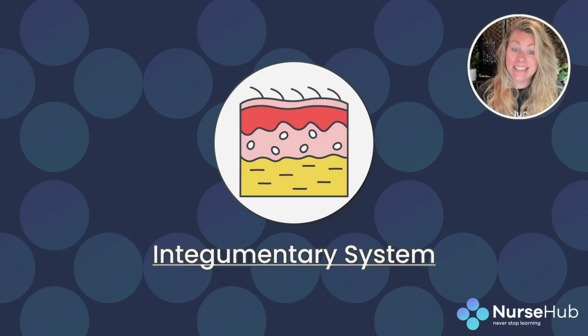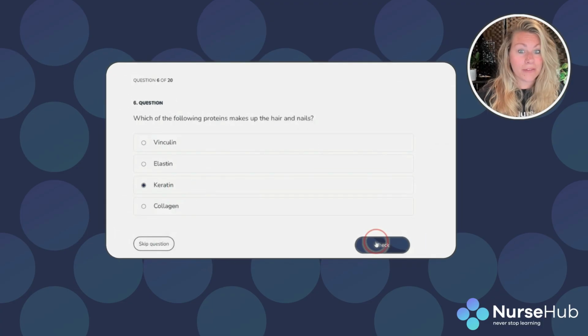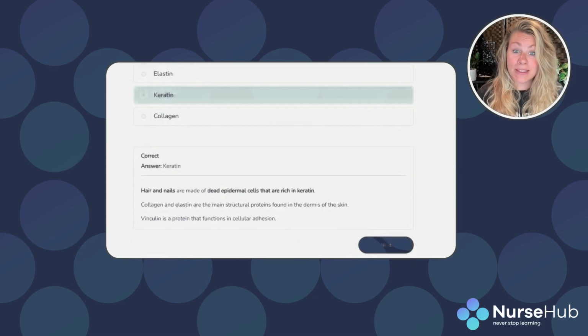What's key to success in this section? Understanding the layers of your skin and what processes take place in each layer. Do you know all the functions of the epidermis? What about the subcutaneous layer? Make sure to take good notes on those.